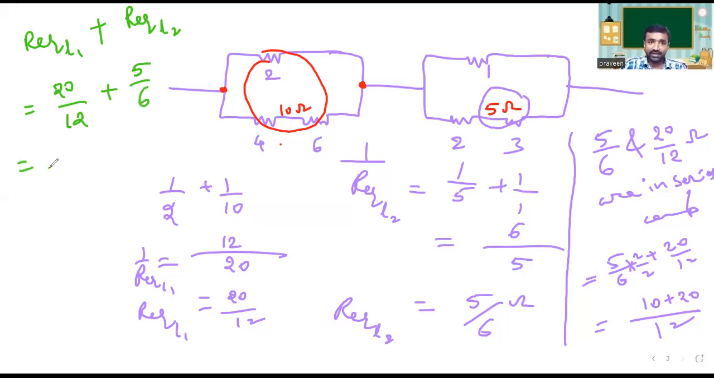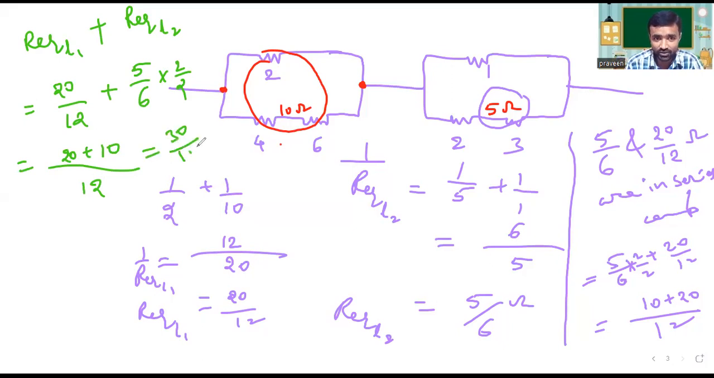Then here the LCM is 12. So I need 2 by 2 multiplication to make the denominator 12. The equivalent fraction for 5 by 6 is 10 by 12. So 20 plus 10 in the numerator, which equals 30 by 12. Cancelling, 6 5s are 30, 6 2s are 12. That will give you 2.5 ohms. This is the correct answer. Thank you, Medashree.